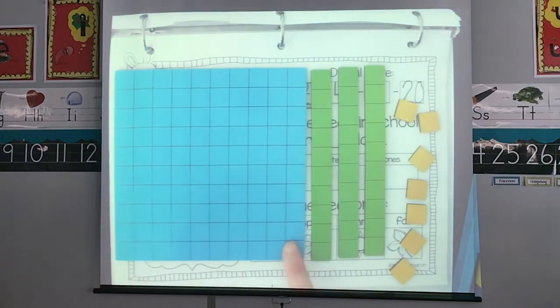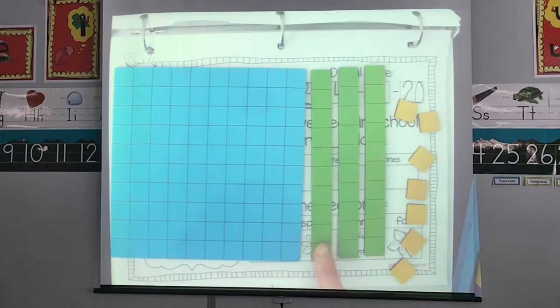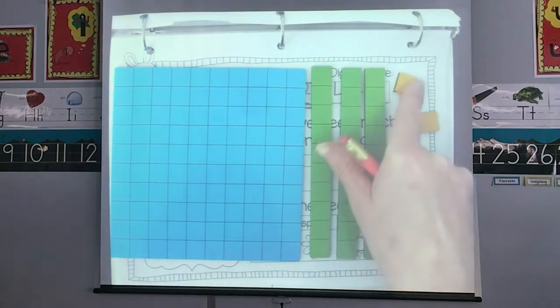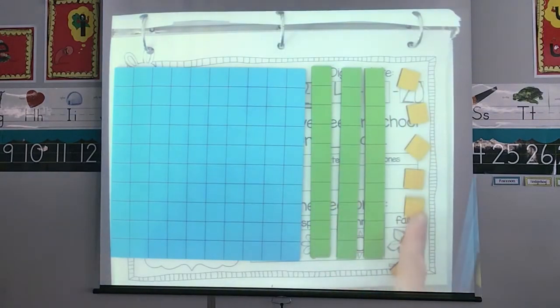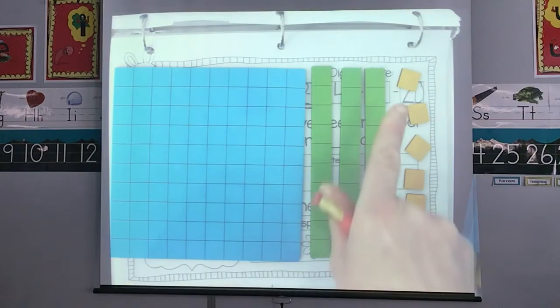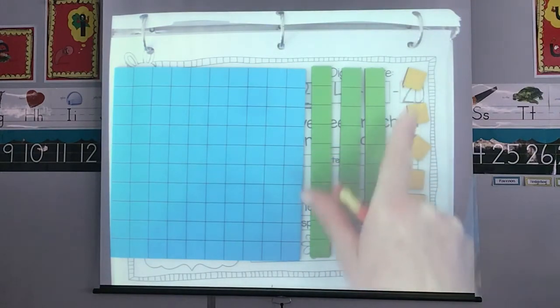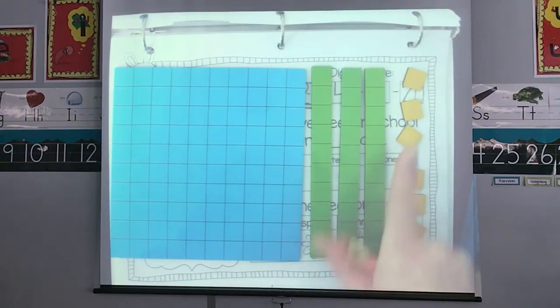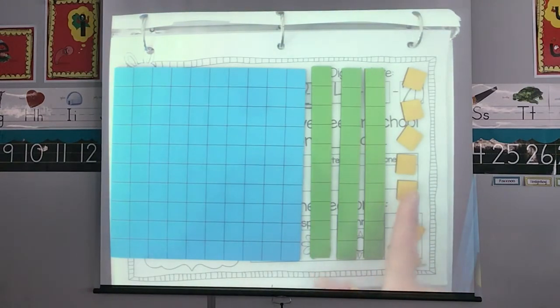Remember, we had 100, 100, 110, 120, 130, and now we get to count by ones by counting on. We got to 130, so help me. 131, 132, 133, 134, 135, 136, 137 days. That is a lot of days to be in school.